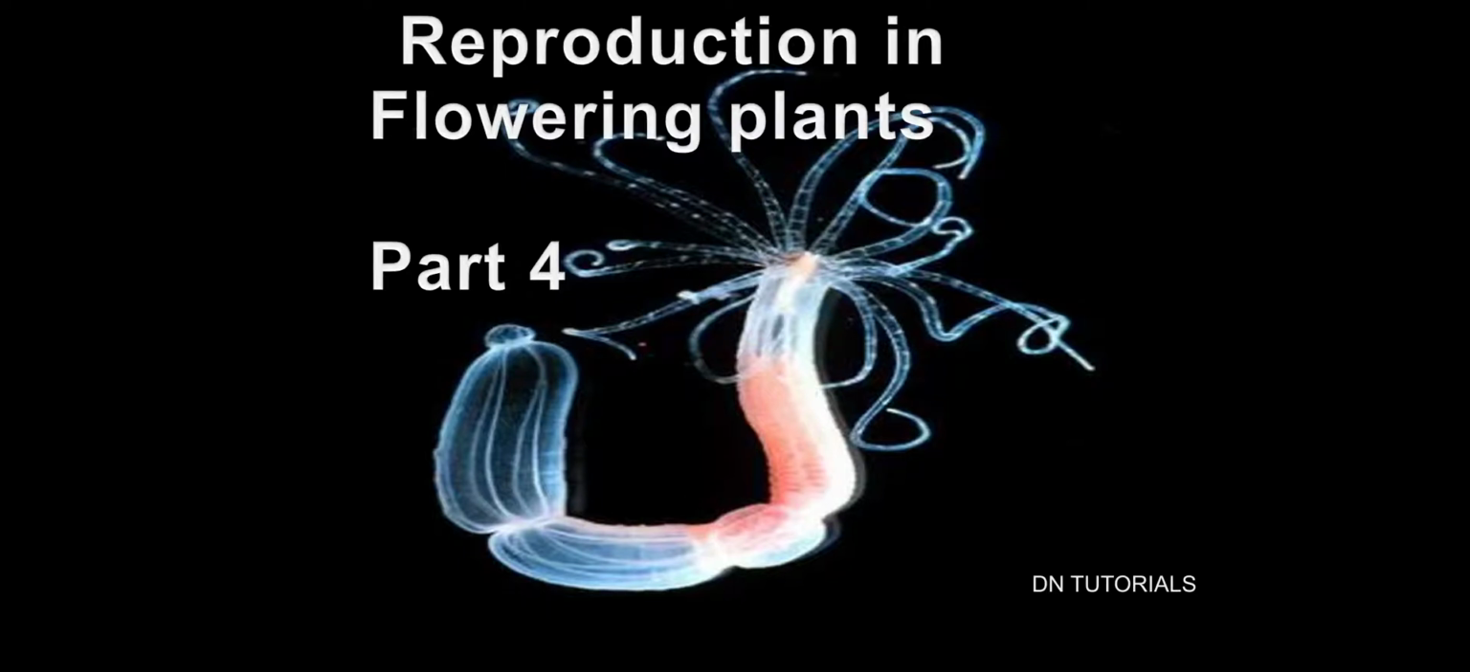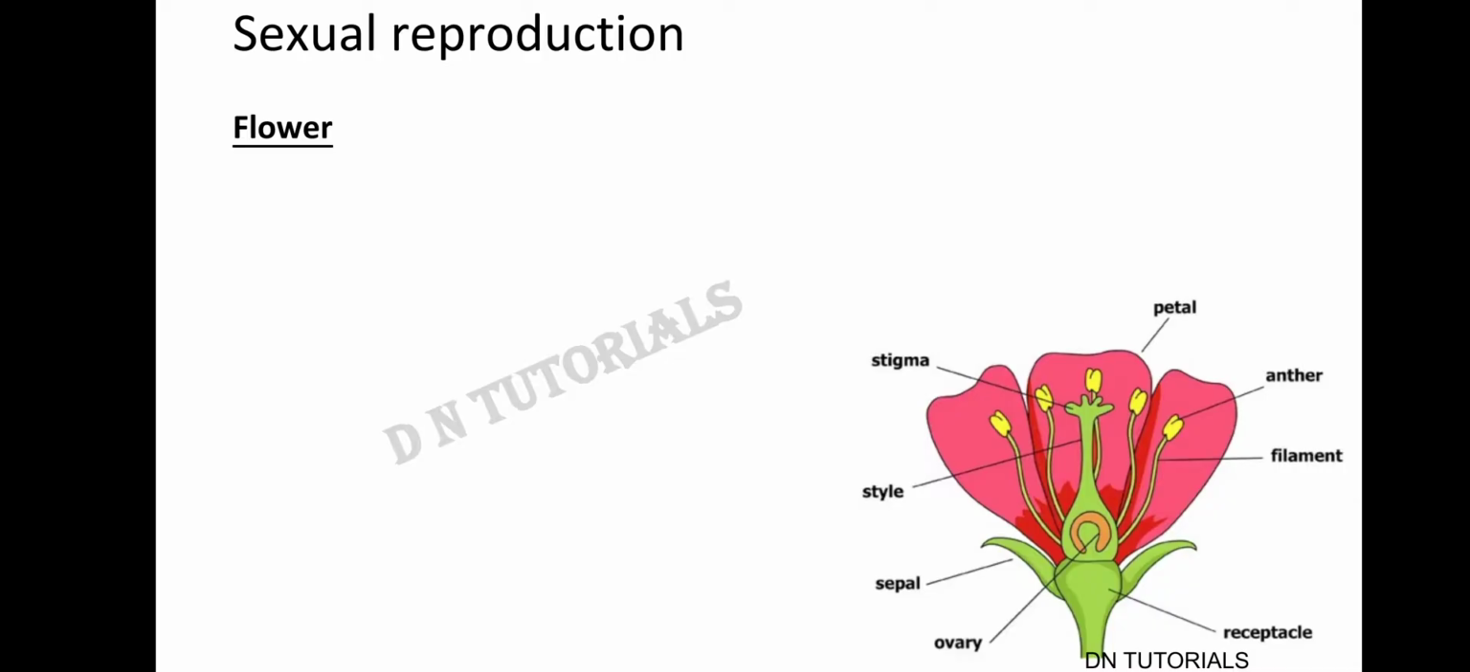Hello students, we are starting with a new chapter, Reproduction in the Flowering Plants. In this chapter, we will be talking about sexual reproduction only, as we have discussed the various types of asexual reproduction in the previous lecture. In plants, especially the flowering plants, we are going to talk about the angiosperms. In angiosperms, or the flowering plants, the organ that helps in sexual reproduction is the flower.